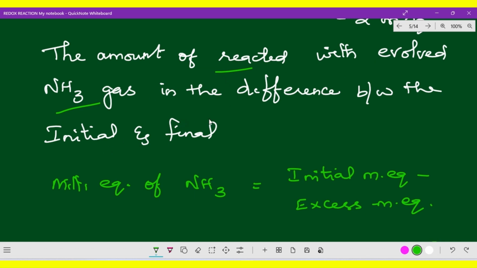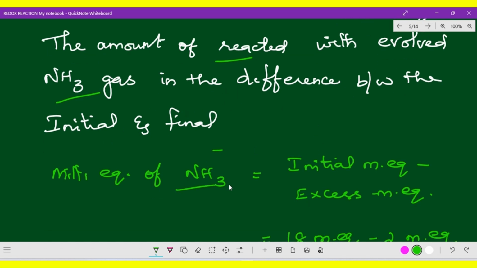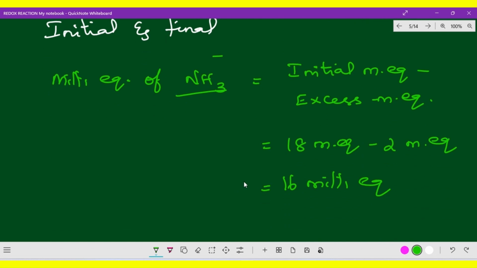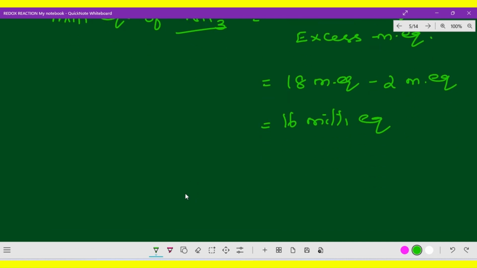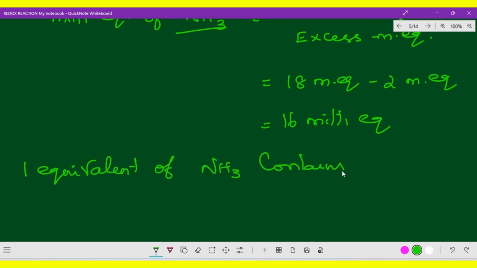and the difference between initial and final. That is what very clearly I just mentioned. That is milli equivalent of ammonia. Right. Now here one more point I just wanted to mention. Here one equivalent of ammonia contains one equivalent of nitrogen. See, one equivalent of ammonia contains one equivalent of nitrogen atom.